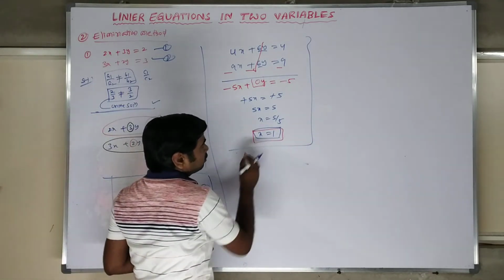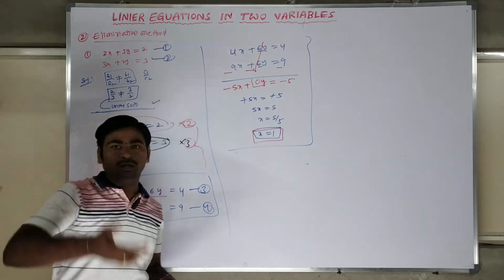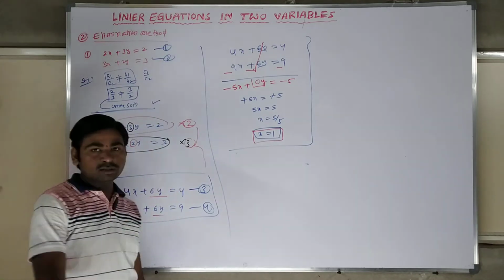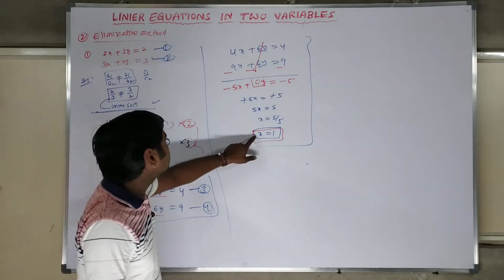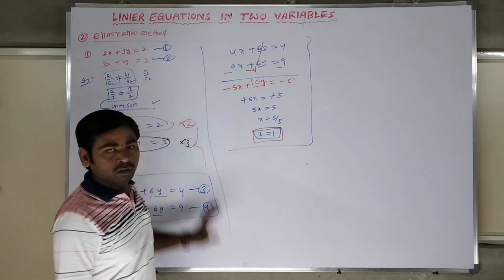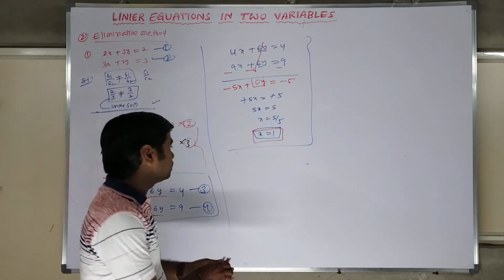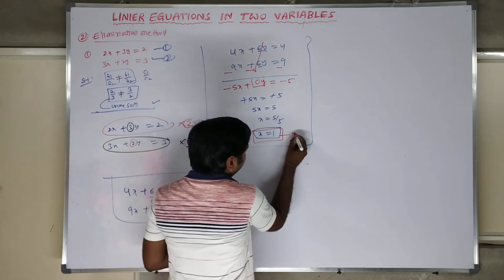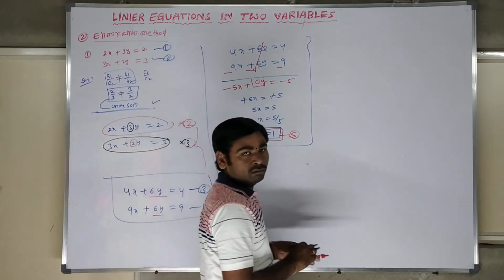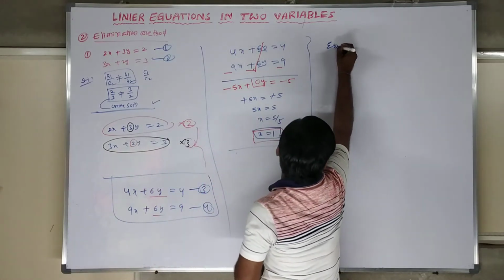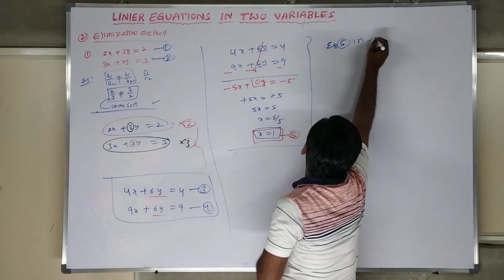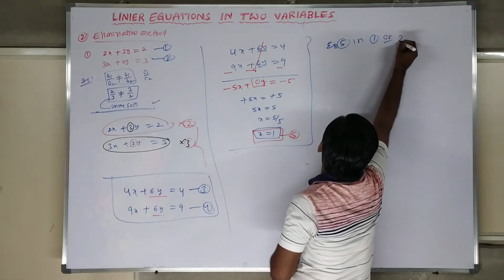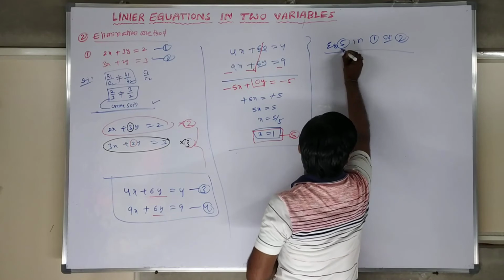Once you find x is equal to 1, to find the y value, same as the substitution method, you can substitute in either equation 1 or 2, whichever is very simple. So this equation we can call number 5. To find y, substitute equation number 5 in 1 or 2. Any one you can substitute and get it. I am going to do equation 1.